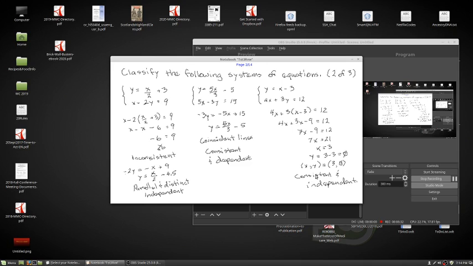So it's consistent, there is a solution, and the lines are independent because they intersect. They intersect in exactly one spot rather than an infinite number of points. So those are the three types of systems of equations where I'm going to ask you to classify them. There's going to be another three where I ask you to find the actual solution. This is just saying, is there a solution or not?